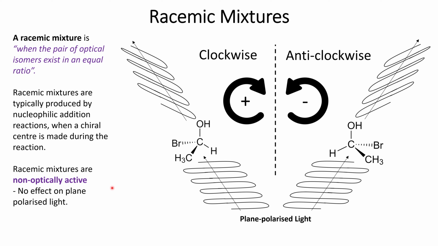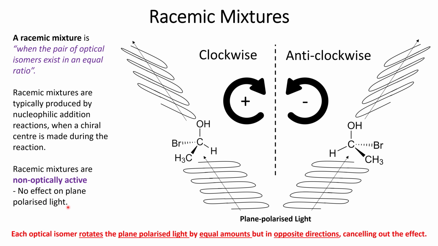This is a really important point though. The exam board wants you to write this in a very specific way. With a racemic mixture, it has no effect on plane polarised light because we can say the pair of optical isomers exist in an equal ratio and each optical isomer rotates the plane polarised light by equal amounts but in opposite directions, and this cancels out the rotational effect. This wording that I've shown at the bottom here is essential to get marks. You need to say by equal amounts but in opposite directions. Don't just say in equal and opposite directions, which is a common mistake.